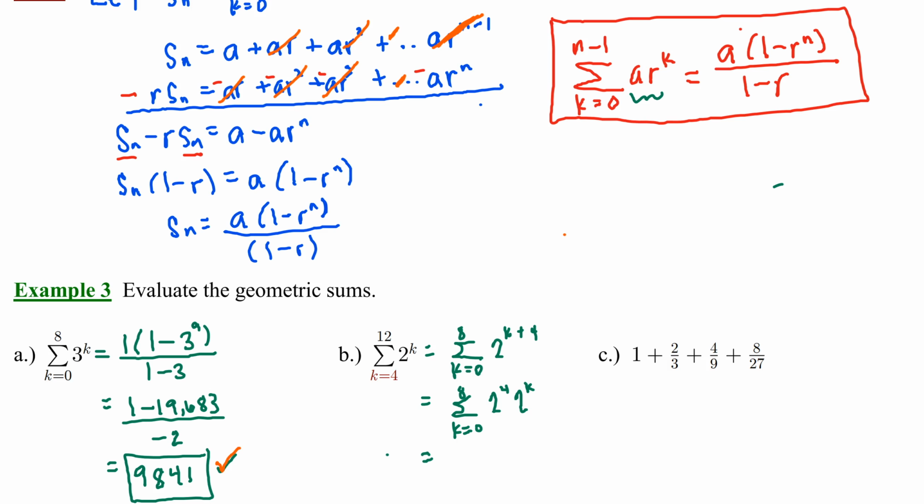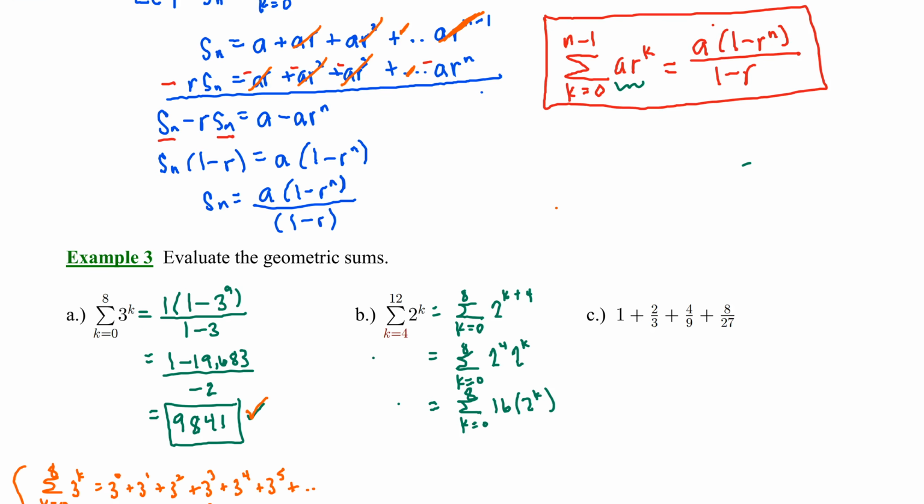So we have the sum from k equals 0 to 8 of 2 to the 4th, which is 16, times 2 to the k power. Now that this particular series matches the pattern of our formula, we can apply the formula for the sum. So our coefficient a is 16, times 1 minus r, which is 2, to the exponent 9. Remember, 9 is 1 more than our upper limit of summation, over 1 minus r.